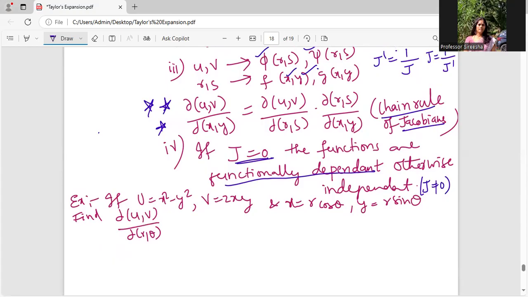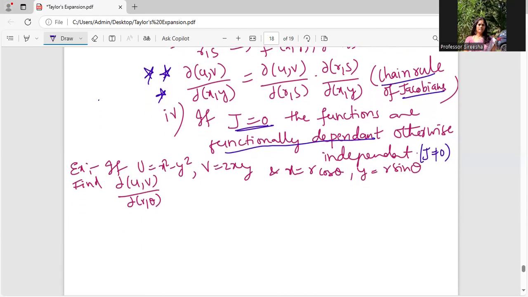You can just see in this example, where u is related with x and y, v is related with x and y as well. Here in this example, I would like to focus on the third property, the chain rule of Jacobians, to do this problem. I want the Jacobian of uv with respect to r and theta, where u and v are functions in x and y, not r and theta. X and y are functions in r and theta. So accordingly, I'll find the Jacobians.